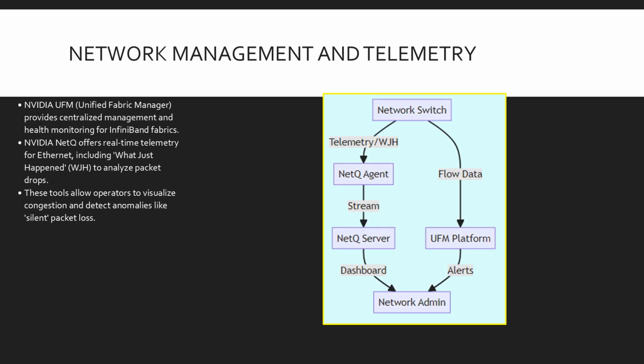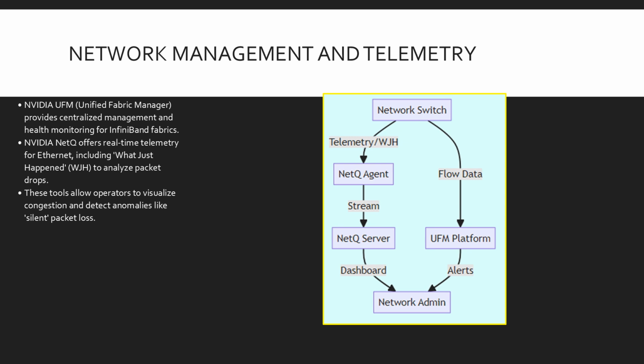Finally, designing the network is one thing, operating it is another. For InfiniBand, we use UFM, Unified Fabric Manager, to manage the subnet and monitor health. For Ethernet, we use NVIDIA NetQ. A critical feature here is WJH, or What Just Happened. If a packet is dropped, WJH tells you exactly why, whether it was a buffer overflow or an ACL deny, and gives you the context to fix it immediately. This visibility is mandatory for maintaining the high availability required by AI factories.